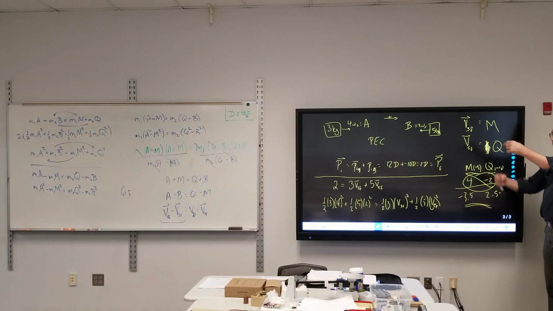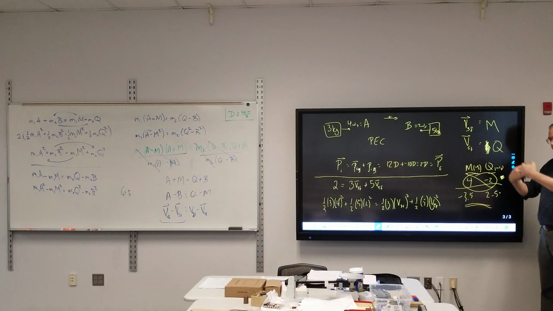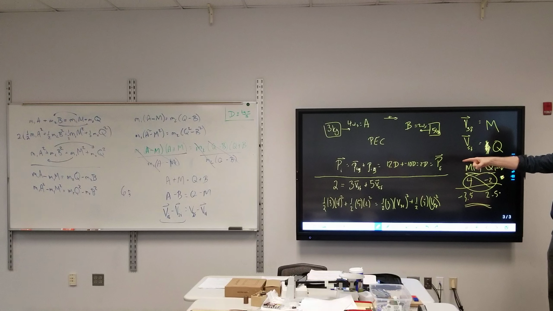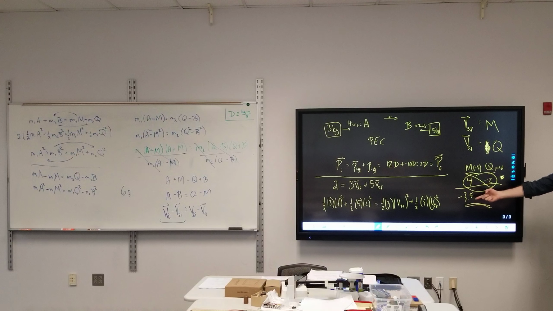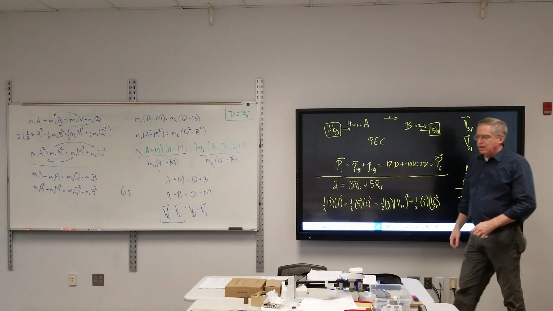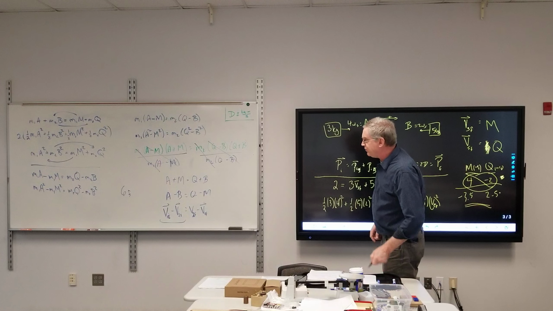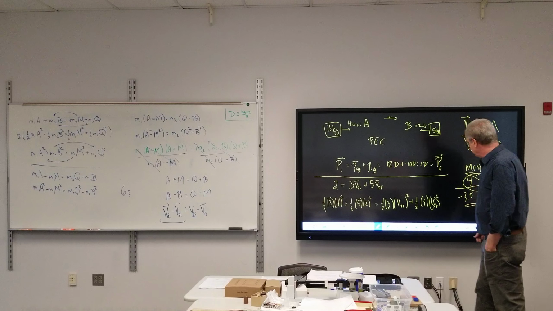So from B's point of view, A's coming at it at 6 meters per second. After the collision, from A's point of view, B should be going away at 6 meters per second. In other words, V2 final minus V1 final, which is 2.5 minus negative 3.5, which is 6. If we solved it this way, we avoid the quadratic.